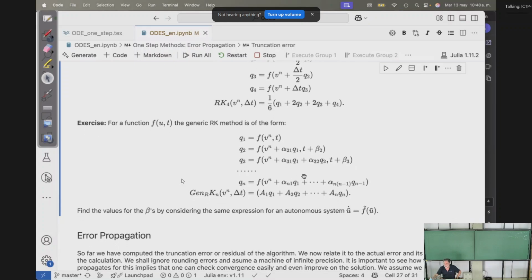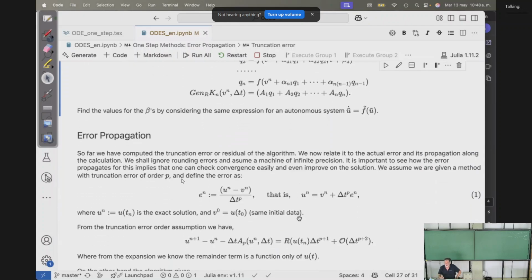And this is basically the same exercise we have above, so it's the same. So now we want to study how the error propagates, because that is going to tell us something very important about the error. So we define yet another error, which is this En. This is the error: the difference between the exact solution and the approximation, divided by delta t to the p. So we are thinking that the error is going to be of order delta t to the p.